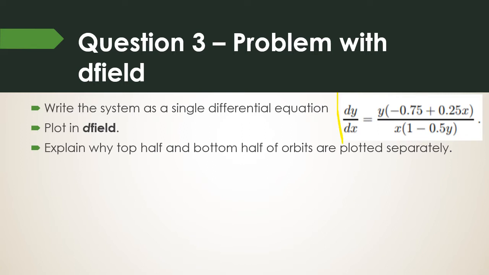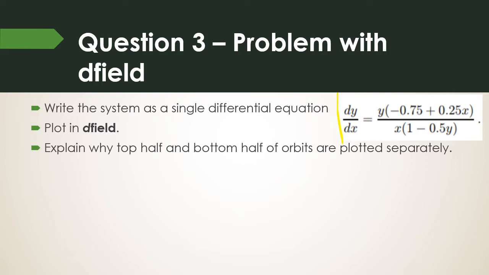And you'll notice that the plots, although they should be what we got from the previous question, are kind of chopped up in half, where only the top half plots, and then you click somewhere else, and then only the bottom half will plot. And that's not what's actually happening. But there's a problem with plotting this on D field, or rather just a limitation of D field, or converting this to a single equation. And so you need to describe what that limitation is.